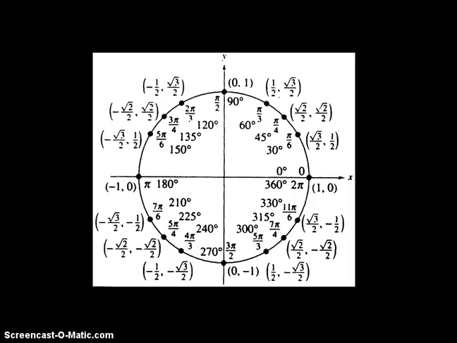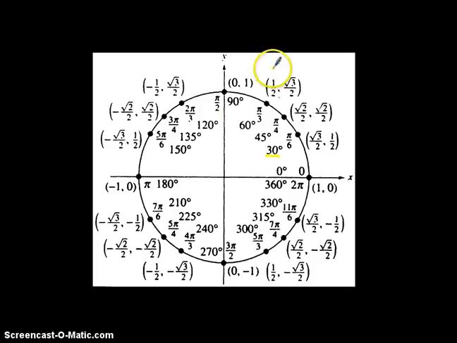So this is an example of a unit circle where each of these angles corresponds in degrees and radians. So this is 30 degrees, and 30 degrees is the same thing as pi over 6 radians. 45 degrees is the same thing as pi over 4 radians. 60 degrees is the same thing as pi over 3 radians, and 90 degrees is the same thing as pi over 2 radians.